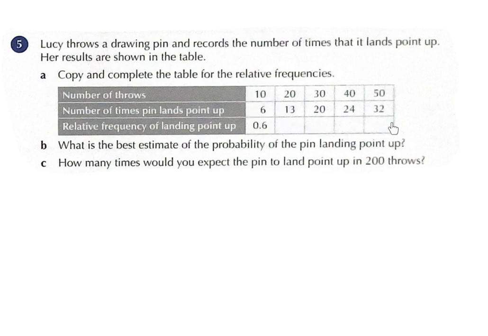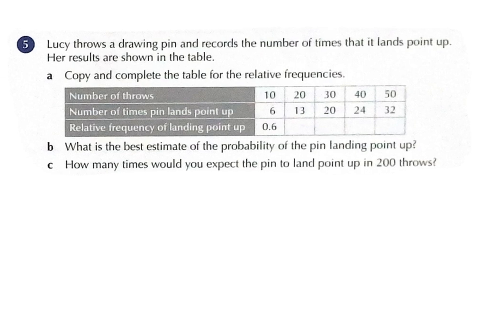We need to complete the table. So to find the relative frequency or the probability, divide the number of times it lands up by the total number. So 13 over 20, then find the answer. 20 over 30, 25 over 40, 32 over 50, then complete the table. Okay? So what is the answer for the table? Can you tell me the answer for the table?